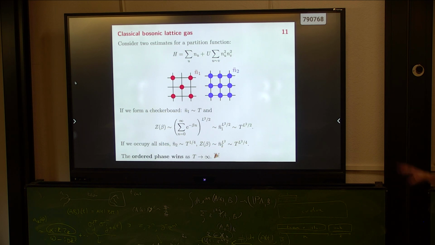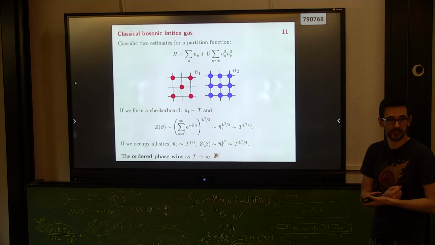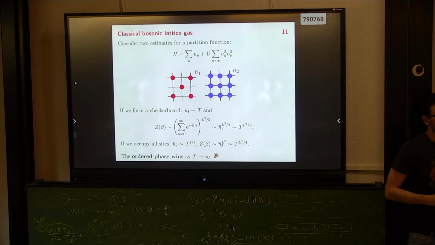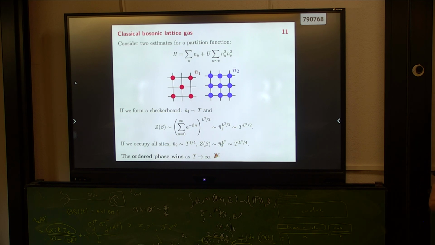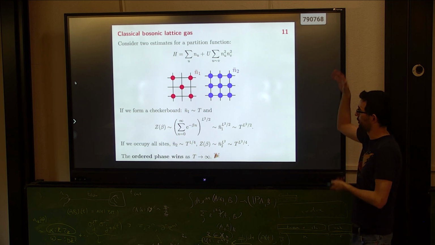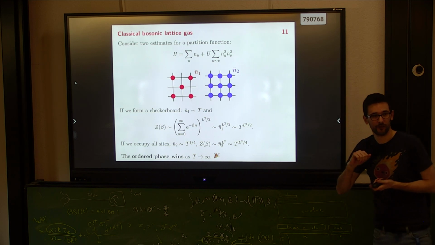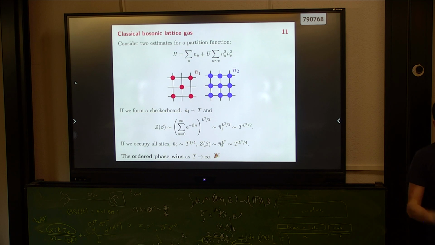Okay, so we compare our two estimates and we see that the ordered phase wins. So at high temperature, this system forms a solid. And this solid is driven by the entropy of a very large number of configurations of bosons fluctuating on every other site.